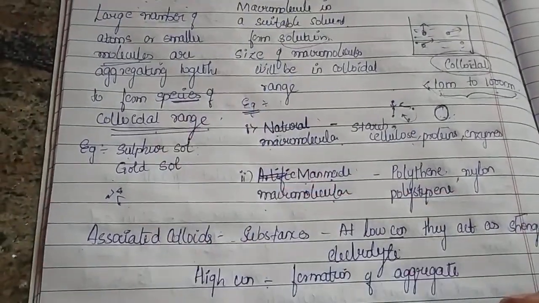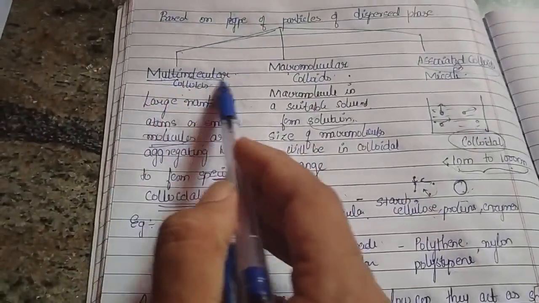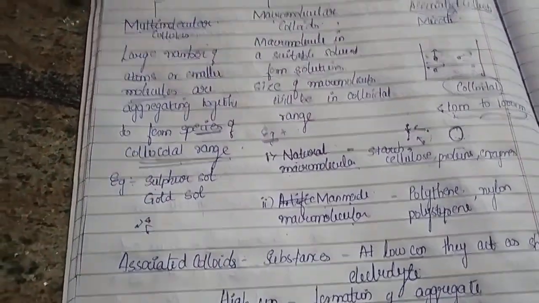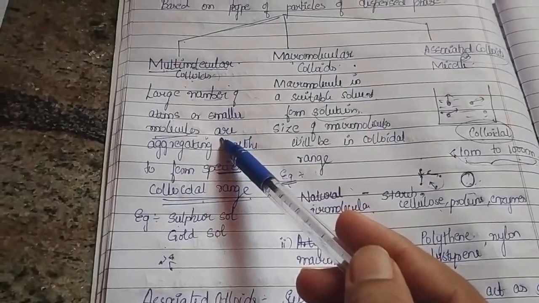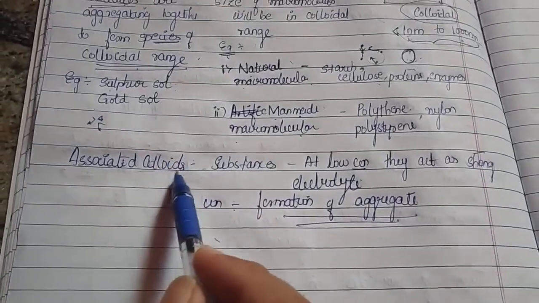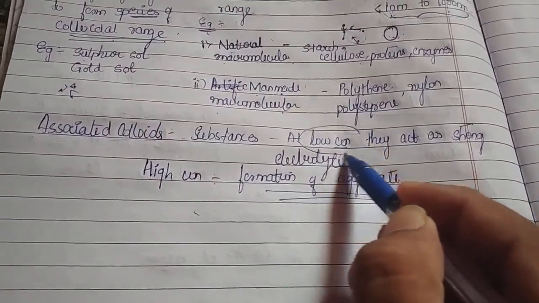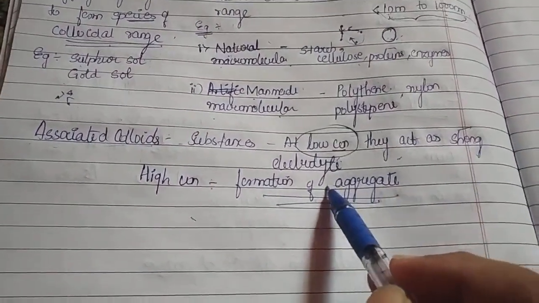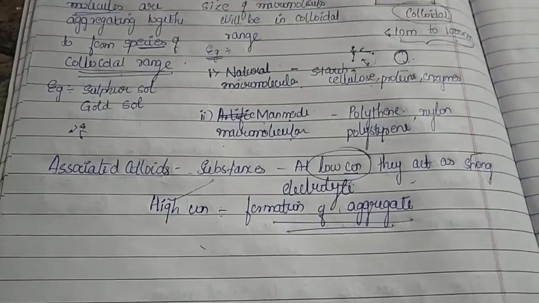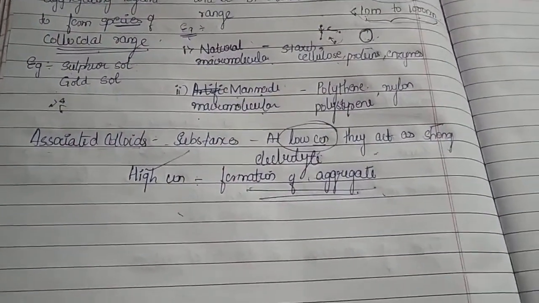As I said, it has a slight resemblance because it forms an aggregate, as we have studied with respect to multimolecular colloids. But what is the main difference between multimolecular and associated colloids? Whatever the concentration of multimolecular colloids, they will not act as an electrolyte. But with associated colloids, at a lower concentration, mark my words, they act as a strong electrolyte. Whereas at a high concentration, as you increase the concentration, they form aggregates and behave as colloidal particles. That is the main thing.